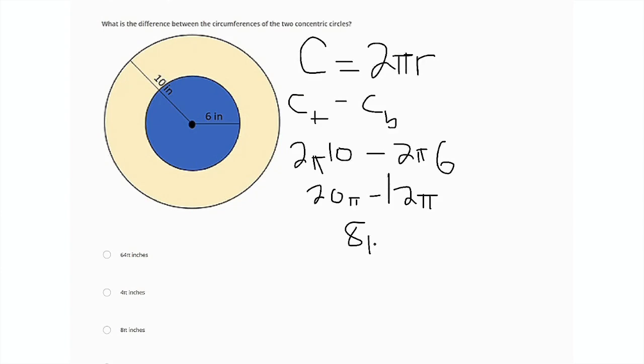Sorry, my mouse is being a little slow. Okay, 8 pi, here we go. That is our answer. The difference between the circumference of the two circles, 8 pi inches.